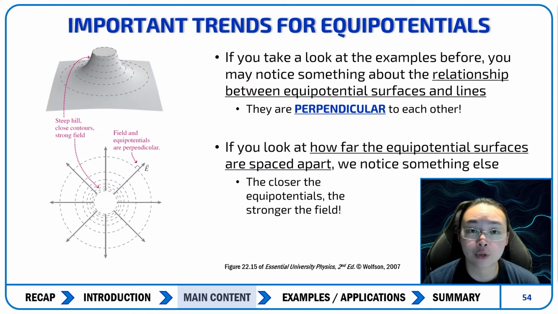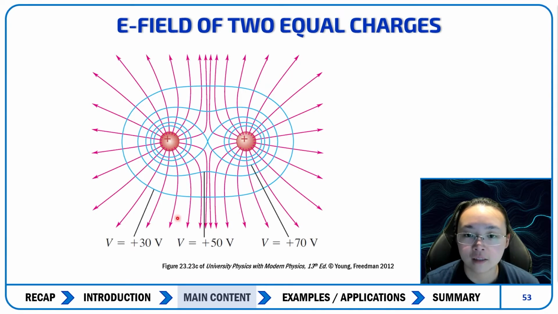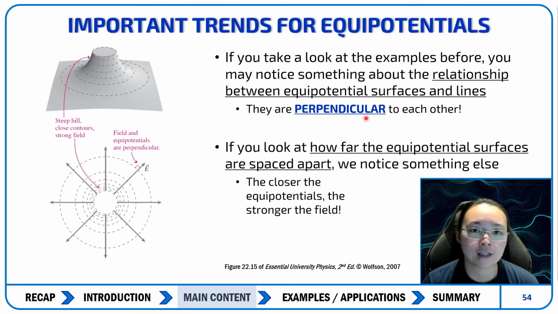Now, what are some important trends for equipotentials? Number one, if you take a look at the examples from before, we know that equipotential surfaces and lines and electric field lines seem to be related. So if I go back and zoom into each of these, you'll notice that the equipotential lines are perpendicular to the electric field lines. So that's something that we can notice as an important trend. They are perpendicular to each other. That's one characteristic of equipotential lines.